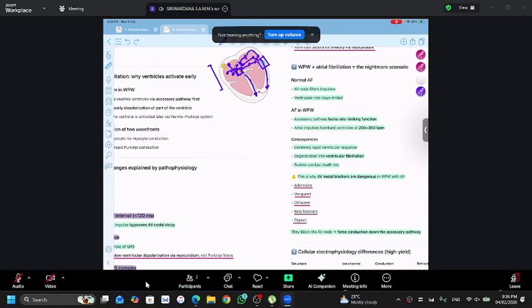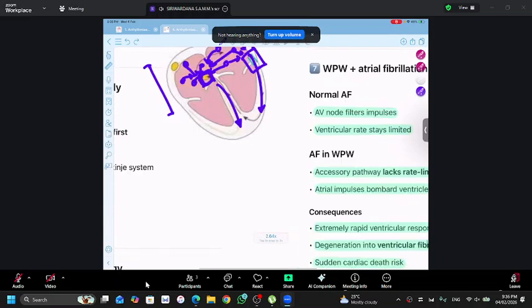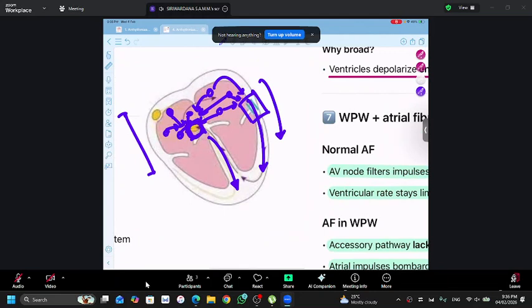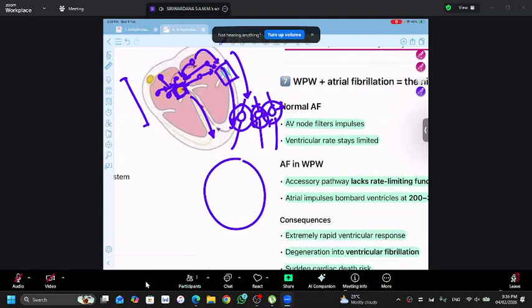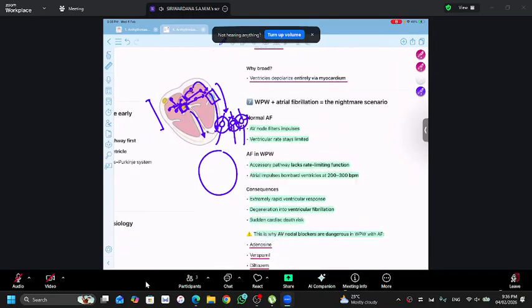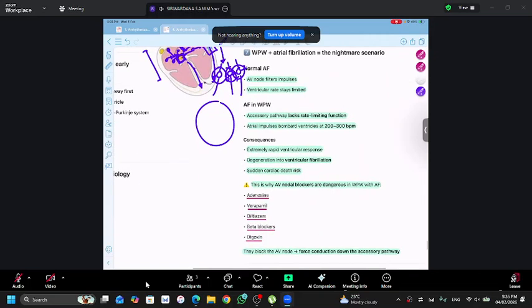Once heterogeneous areas start to develop, what happens? All of these impulses coming from here encounter these heterogeneous regions, and those regions start developing their own re-entrant circuits, and the ventricle starts going into ventricular fibrillation. We'll talk about that later. That can degenerate into ventricular fibrillation, and you can have cardiac death.